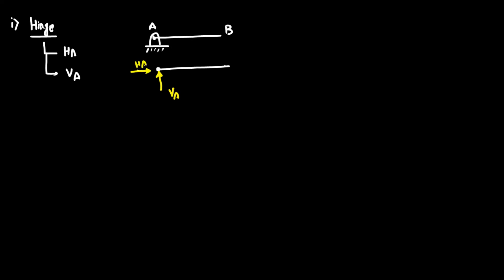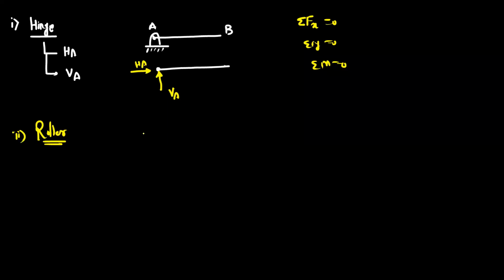Initially, when you draw the free body diagram, you can show HA on the left side or the right side. Similarly, you can change the direction of VA and show it in the downward direction. After using the conditions of equilibrium, that is summation Fx equals 0, summation Fy equals 0, and the summation of moment equals 0, you will get the actual direction of HA and VA. Then second, it is a roller.